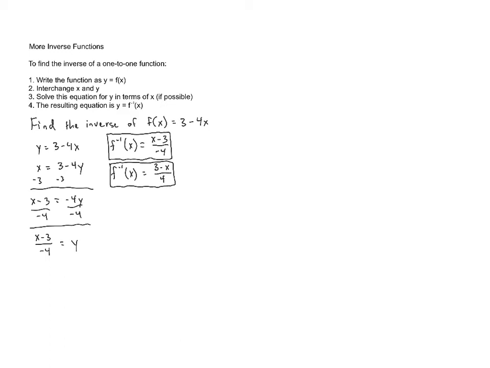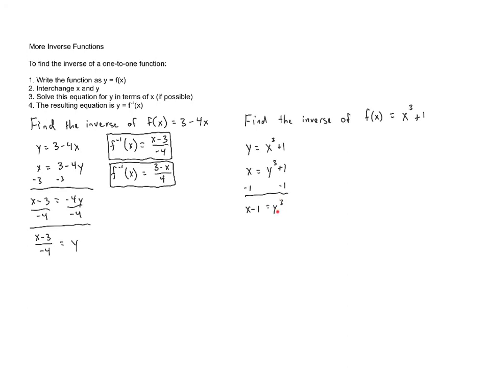Let's do another one. Let's find the inverse of f of x equals x cubed plus 1. Again, we're going to start by writing the function out as y equals x cubed plus 1 instead of f of x equals x cubed plus 1. We will interchange the x and y, so we'll write this as x equals y cubed plus 1. And then we need to solve for y, so we can subtract 1 from both sides. That gives us x minus 1 equals y cubed.